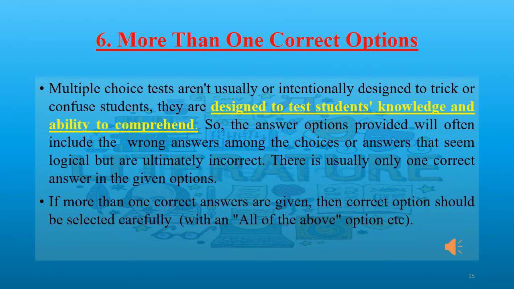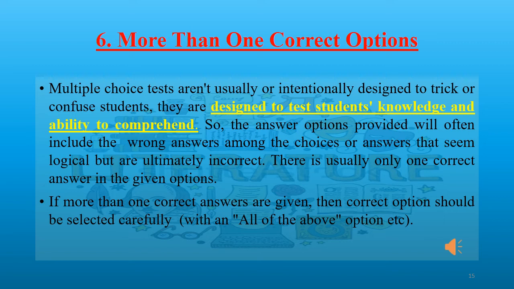Students, sometimes there is more than one correct option given in the answer options. Multiple choice tests are not usually or intentionally designed to trick or confuse students. Rather, they are designed to test students' knowledge and ability to comprehend. So, the answer options provided will often include wrong answers among the choices, or answers that seem logical but are ultimately incorrect. There is usually only one correct answer in the given options.